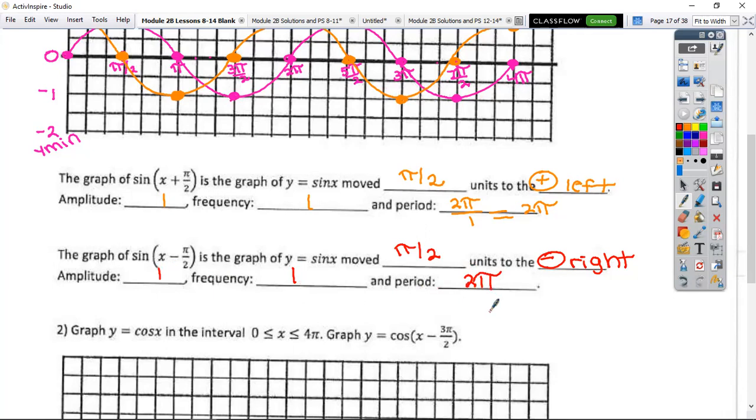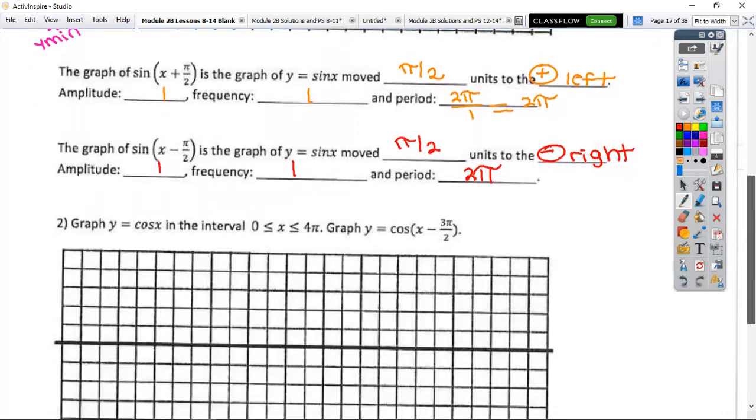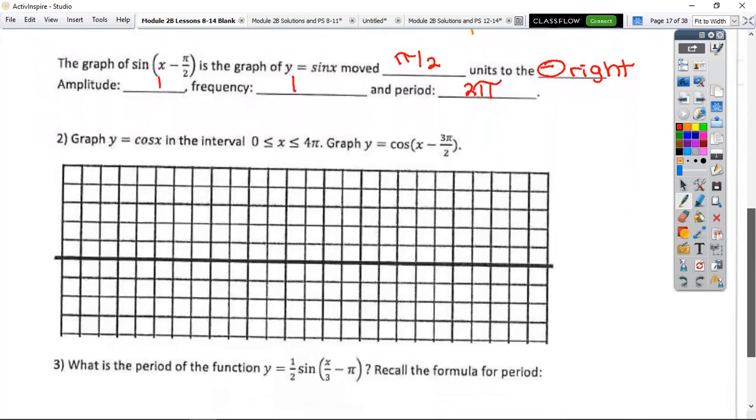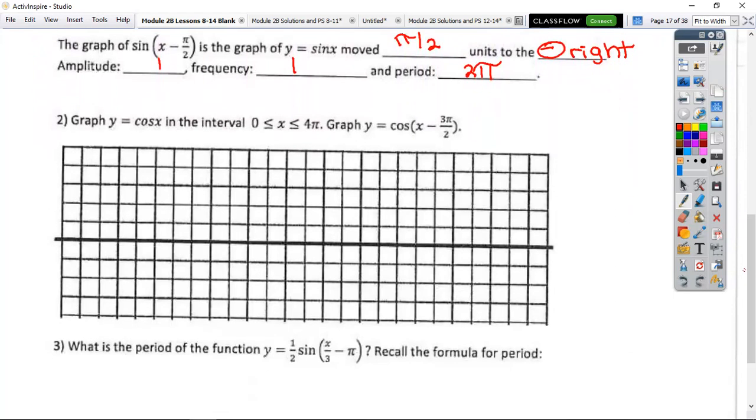Okay. Next thing we're going to do is phase shift a cosine curve. So we're going to set up your graph one more time here. It's going to be the same thing as above though. So I'm going to go 0, and then I'm going to count 3. 1, 2, 3, pi over 2.